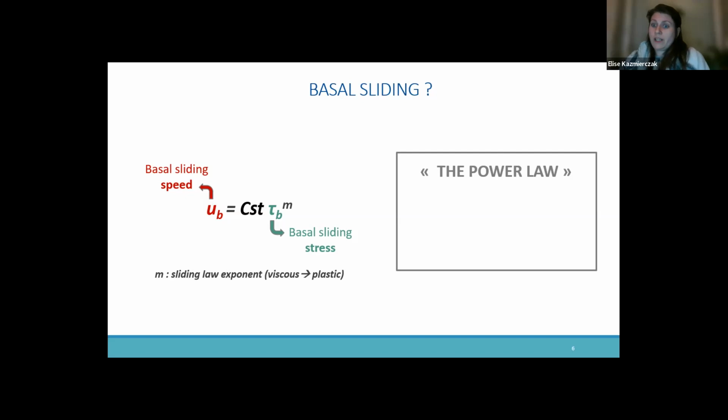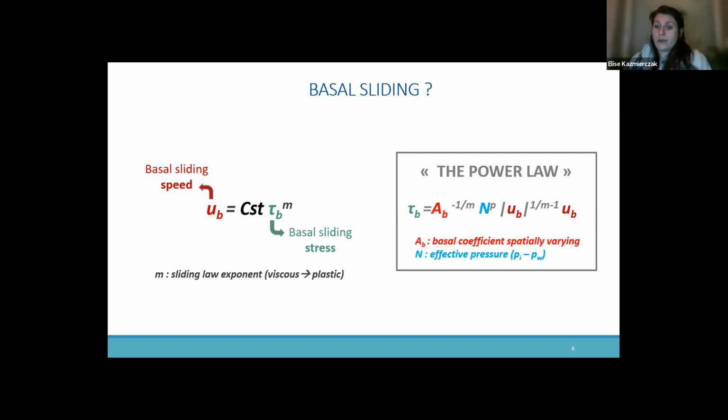To link the subglacial water and the basal sliding, we will use the power law proposed by Budd in 1979, which underlines the importance of the subglacial water in the basal sliding law by adding the effective pressure to the power law. The effective pressure, called N, is the ice pressure minus the subglacial water pressure and will influence the basal coefficient in a spatially varying way.